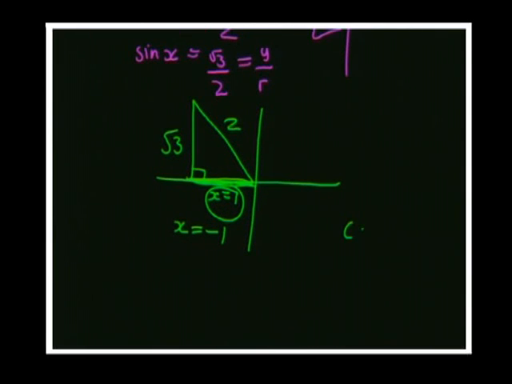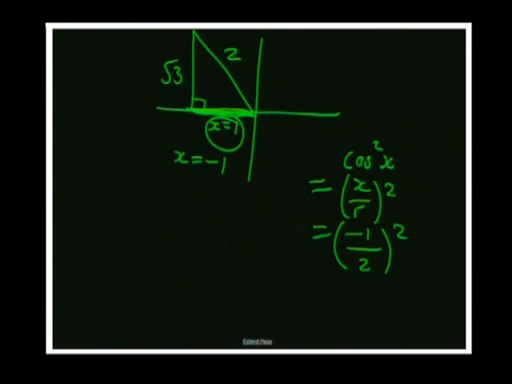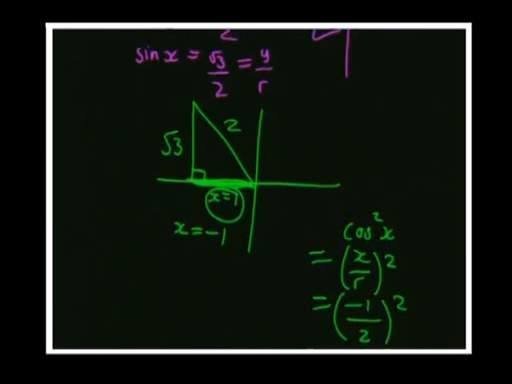I know that cos is x over r. I know that my x here is negative 1. I know that my radius is 2. I square that, and my answer is 1 over 4. Very nice question, very simple.